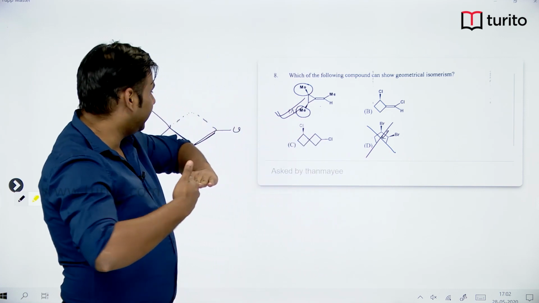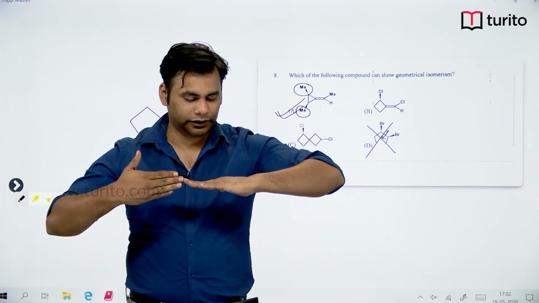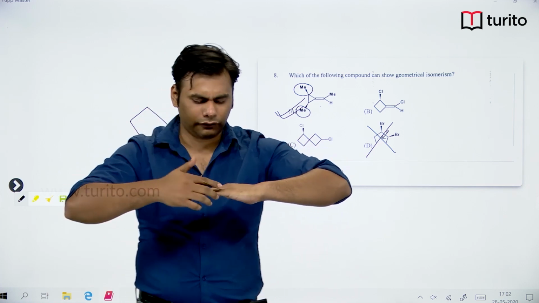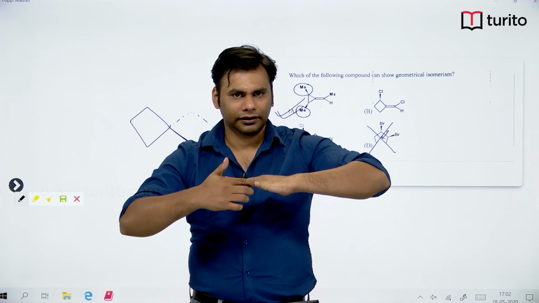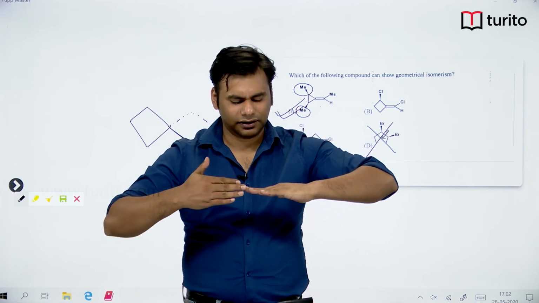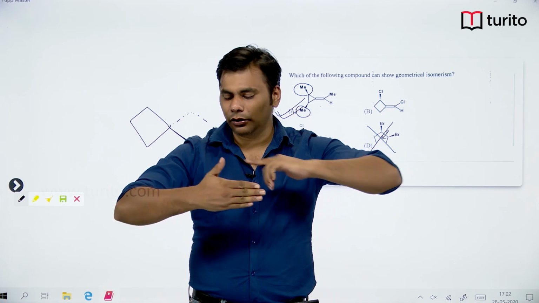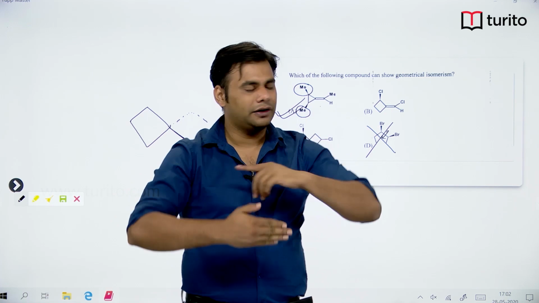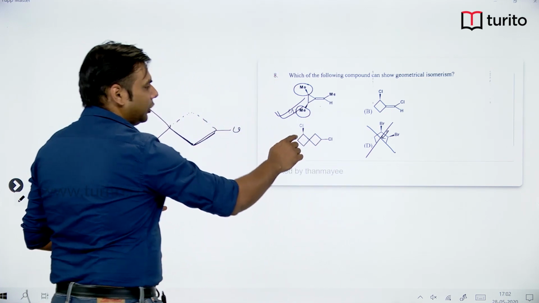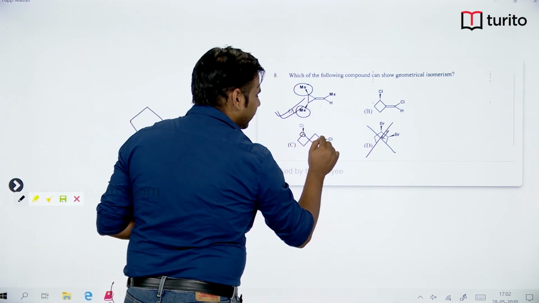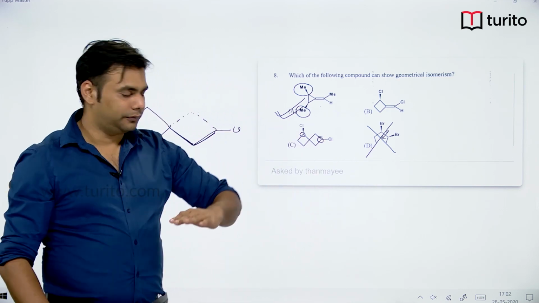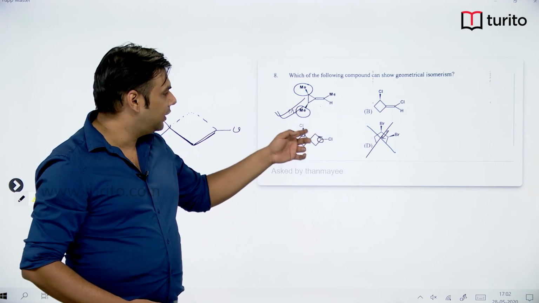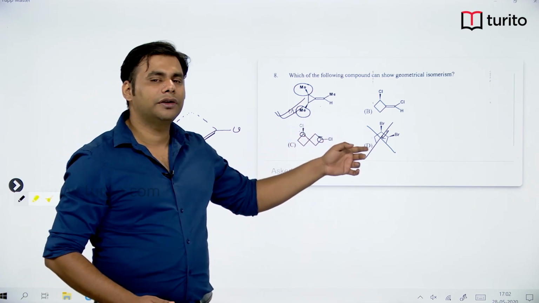Now if you look at this, there is one Cl that is going inside the plane. If you look from the front, there is one Cl that is going inside the plane, or coming outside the plane, you can say. Now if you look at the other Cl, this Cl can be either outside the plane or inside the plane, in this arrangement of atoms over here and over here.